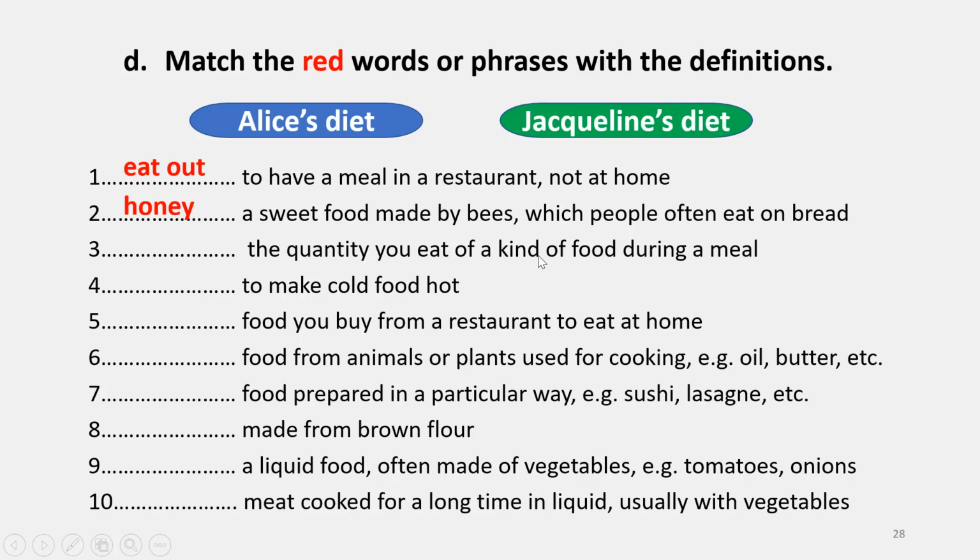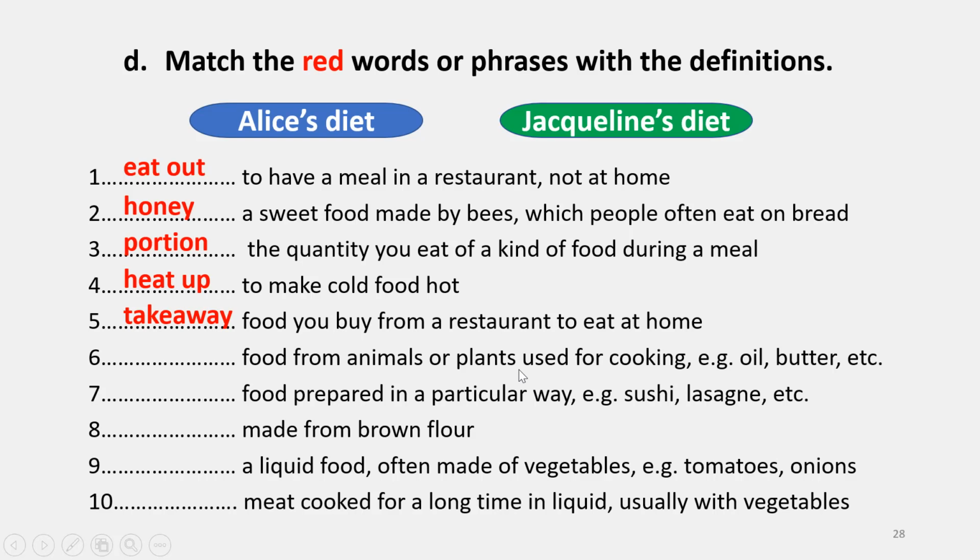You eat a kind of food during a meal, it is portion, right? Okay. And to make cold food hot, it is the phrase heat up, yeah. And food you buy from restaurants to eat at home: you order the food from a restaurant, and one person brings that food for you and you stay at home to eat. It is takeaway, right? Okay.